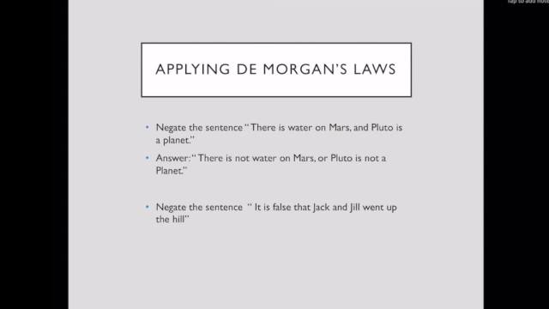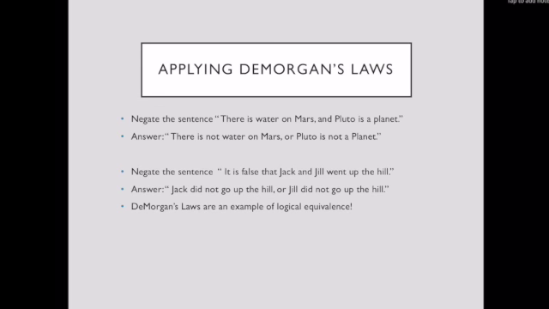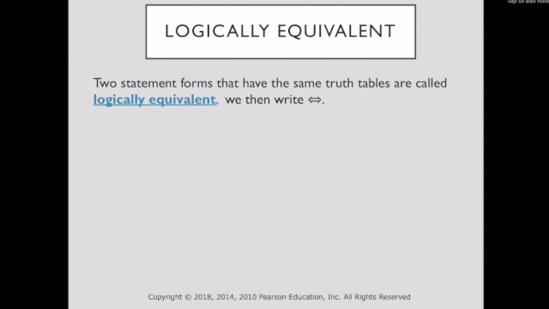So we can also negate another sentence. It is false that Jack and Jill went up the hill. So it's false that P and Q, right? It's false that Jack and Jill went up the hill. So that means I would get, Jack did not go up the hill or Jill did not go up the hill, if I wanted to say this not in symbols anymore, but translate it to a normal sentence. And these make sense, right? Because De Morgan's laws are an example of logical equivalence.